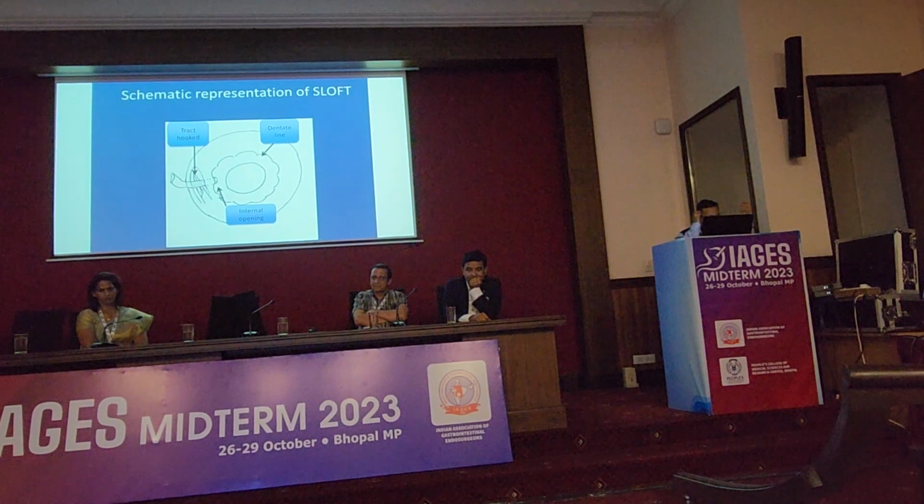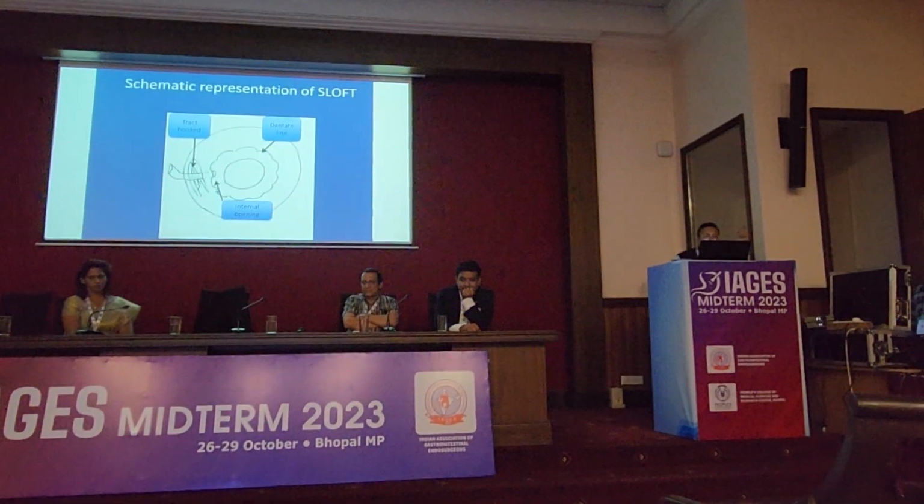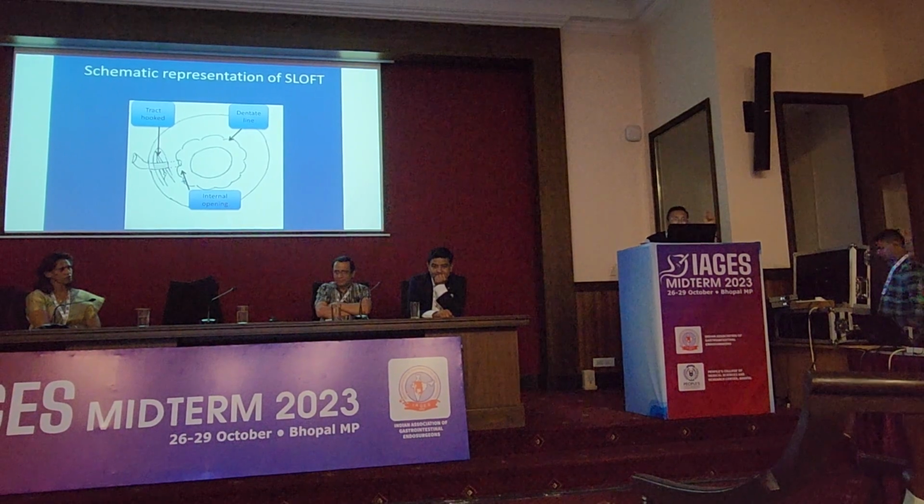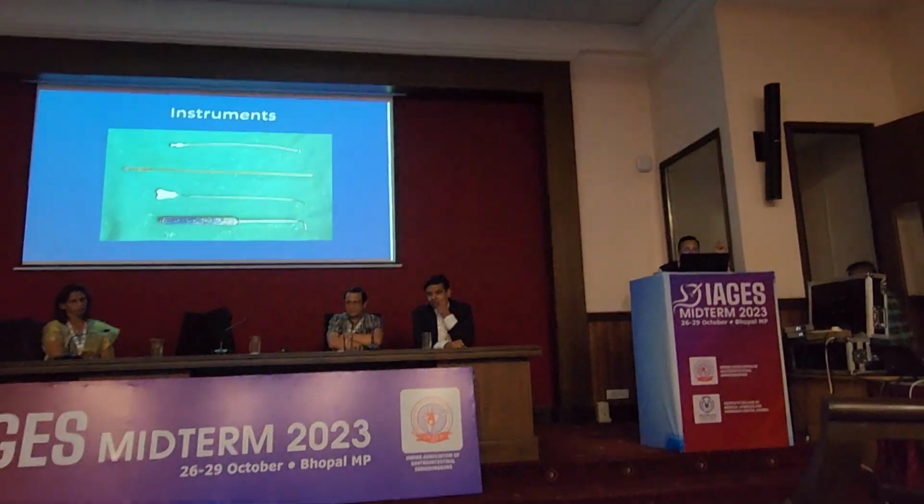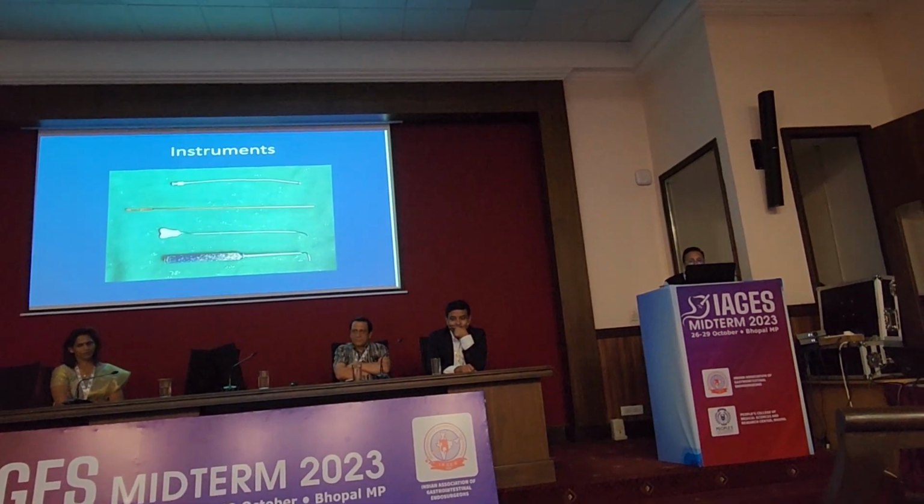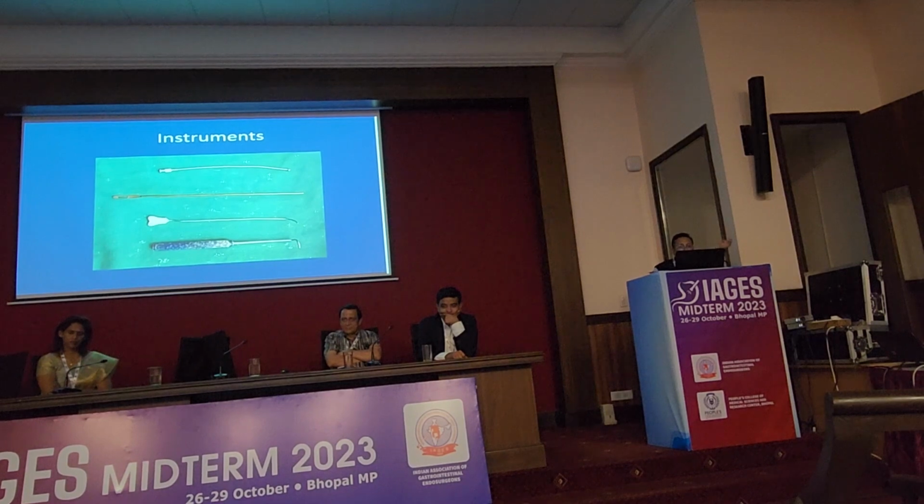So you can see this diagrammatic representation of SLOFT. So we cut the distal tract and proximal tract at the point of the submucosal plane. So these are the only instruments required. No hi-fi instruments are required. This is a port closure needle. This is a probe, and this is a cannula for putting the dye or H2O2 inside.